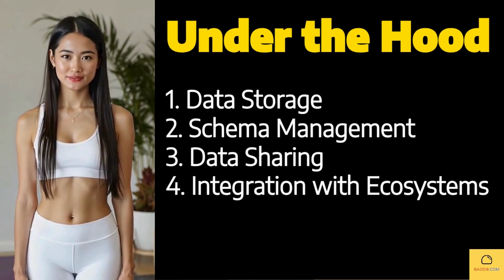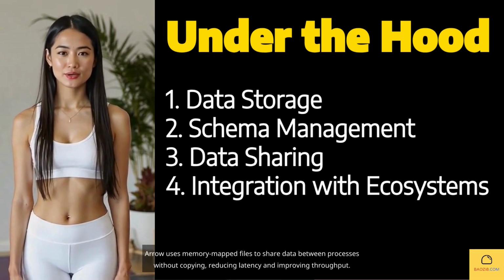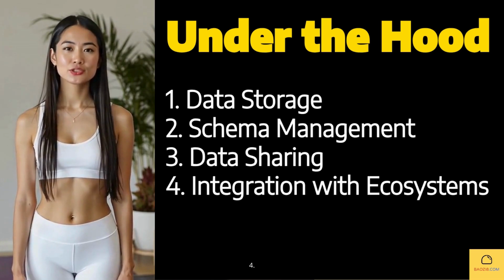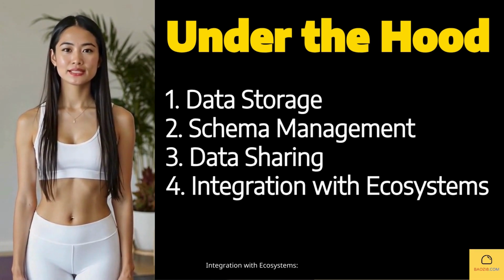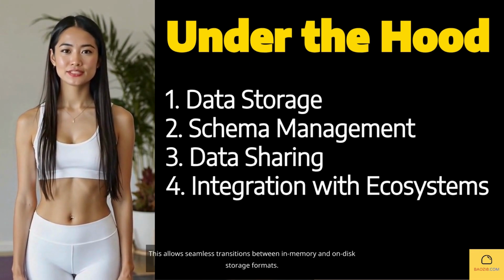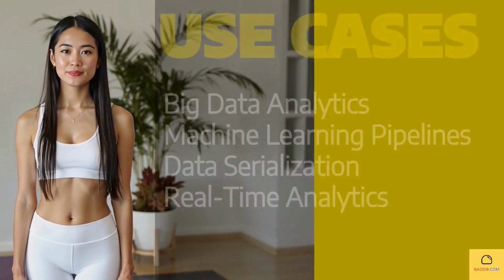3. Data sharing. Arrow uses memory mapped files to share data between processes without copying, reducing latency and improving throughput. 4. Integration with ecosystems. It integrates with big data tools like Pandas, Spark, Dask, and Parquet. This allows seamless transitions between in-memory and on-disk storage formats.